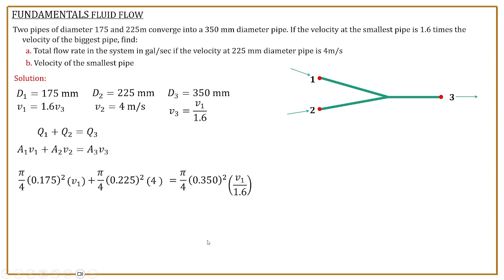Mapapansin natin, this is one equation and then isa na lang yung unknown. Kung ginawa natin tong 1.6 V3, papahirapan natin yung sarili natin. This will be one equation and then dalawa yung unknown. So, para mas madali ang buhay, V1 na lang to, para iisa na lang yung ating equation. So, I'll give you 30 seconds, I think. Or, sige, 1 minute. Para mas mabilis ninyong makuha.